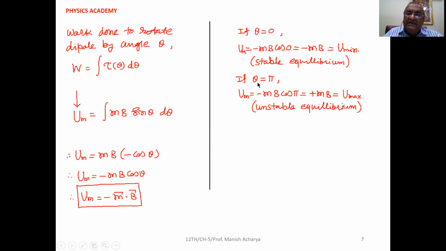Now, if we take theta equal to pi, then the potential energy is minus mB cos pi. Cos pi is minus 1, so we will get minus 1 into minus mB, that is plus mB. That is the maximum potential energy, and the dipole moment is exactly in the opposite direction of the external field. So it is called unstable equilibrium.